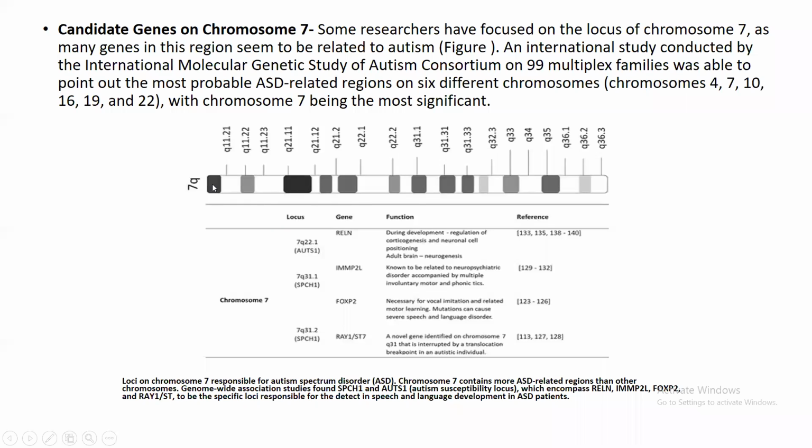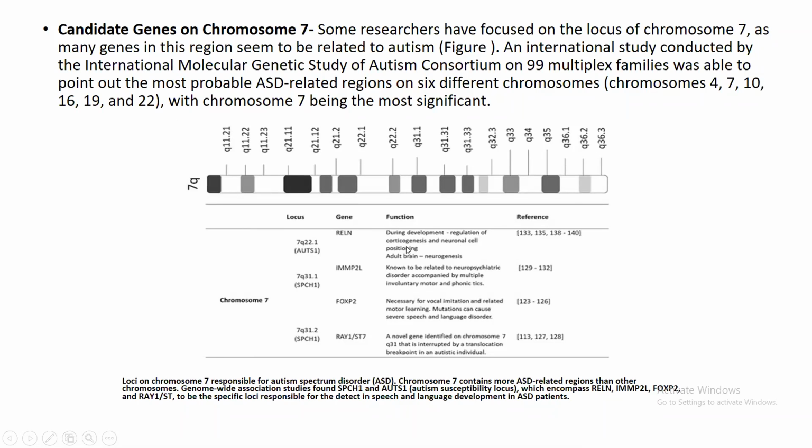So as you can see, this is chromosome 7. This is a sequence from q11 all the way to q36. Each of the sequences can get mutated by the risk factors I explained in previous slides, and each one of them has a function. For example, RELN on 7q, the code is q22.1, which is here. So briefly, the gene called RELN.